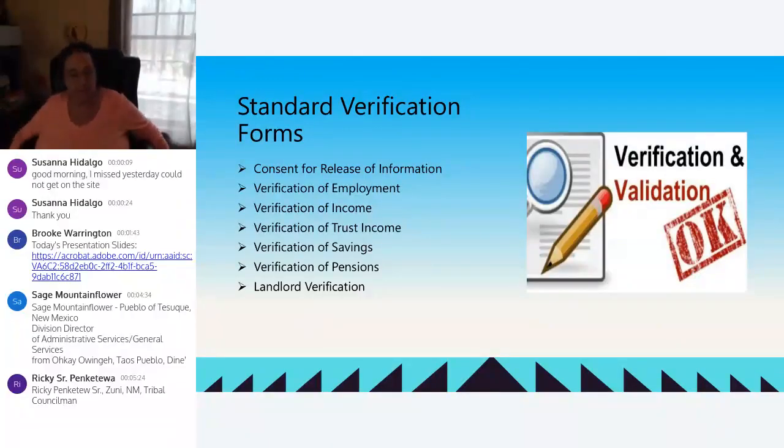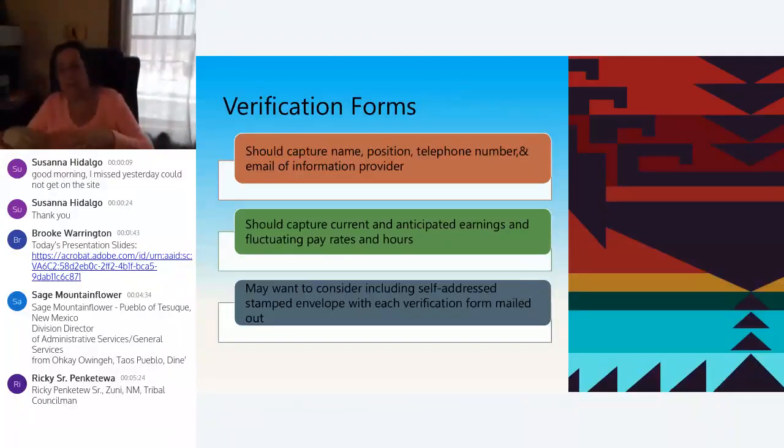So standard verification forms: income, trust income, savings, pensions, landlord verifications. Your verification forms should capture names, position, telephone number, email, anybody that you get information about that person from, okay? They should capture their current and anticipated earnings and fluctuating pay rates and hours.